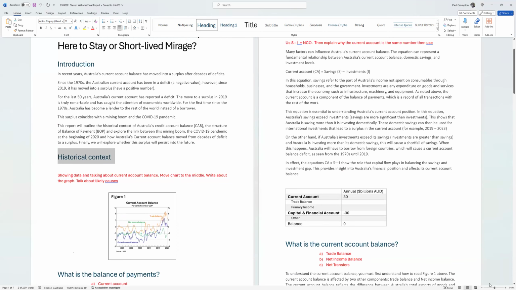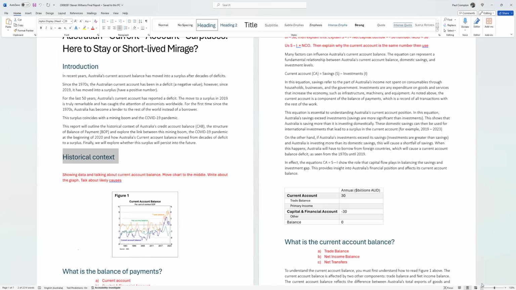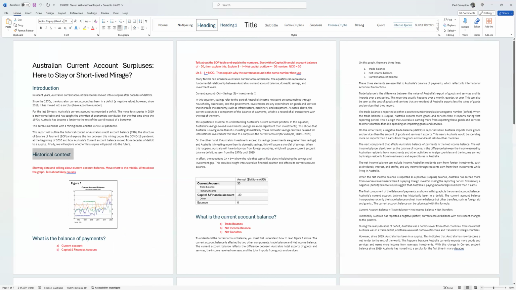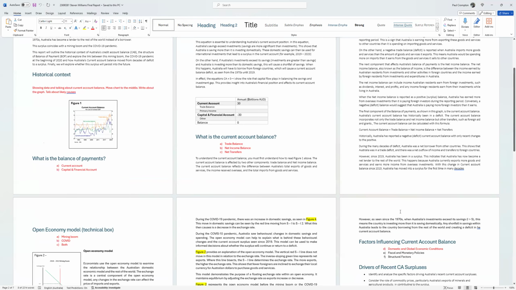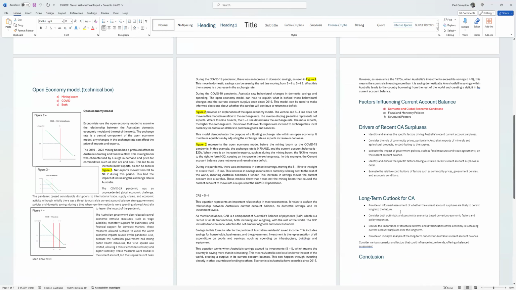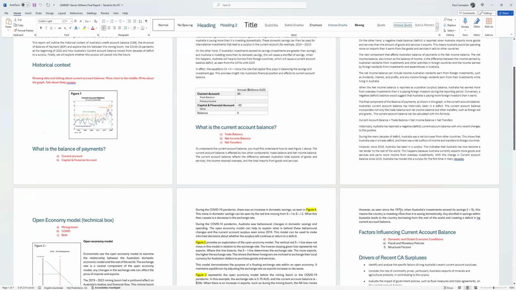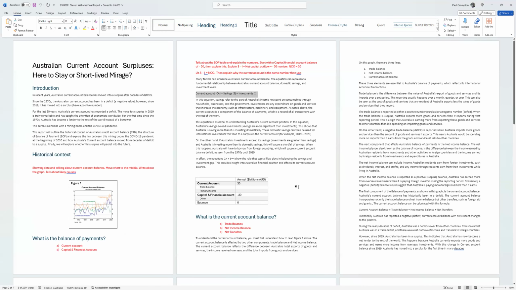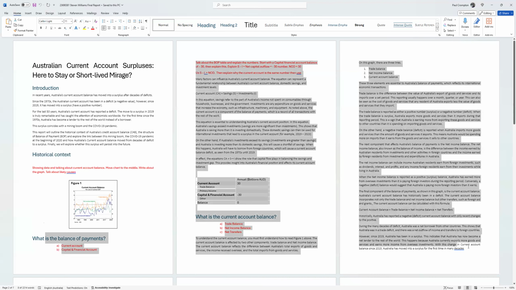Then what is the balance of payments? Okay, a bit too early to include that. Then you've got the current account balance negative. Open economy, it's kind of getting there. It's this section here that is going to be very difficult to write.